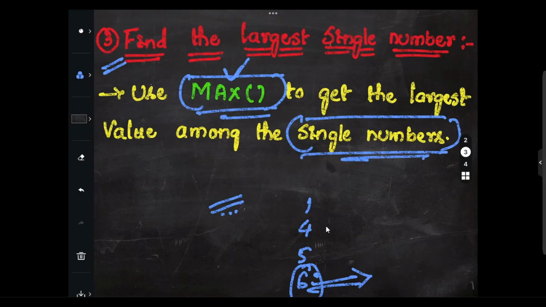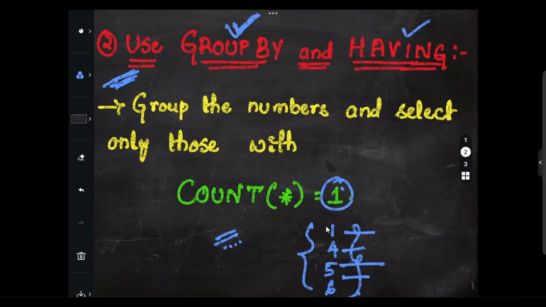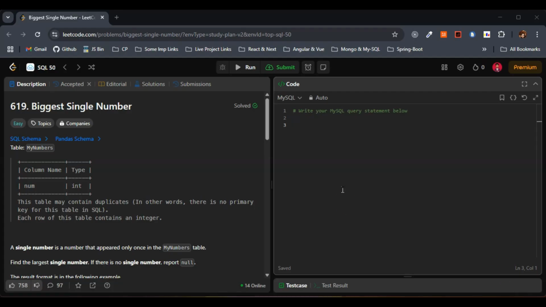So these are the 3 steps that we need to follow. This is the approach that we'll be going with. The first step is to identify the single numbers. The second step is to use GROUP BY and HAVING, and the third step is to find the largest single number, right? I hope this is completely clear. Now let's start writing the query.